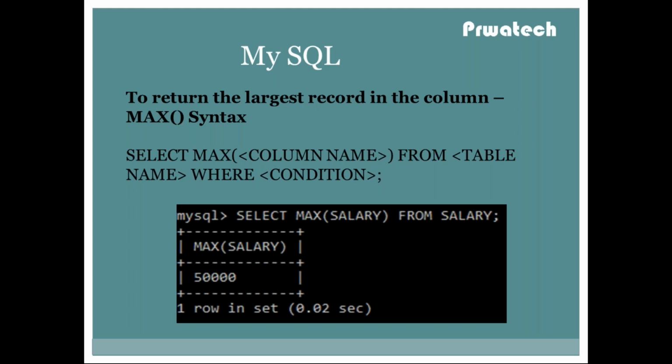So here in the screenshot, again what we have done is we have run the code as select max, then the column name is salary from again the table name which is salary. All right, then we have put the semicolon and hit the enter button. So the result shows that the maximum salary in that column in that particular table is 50,000.